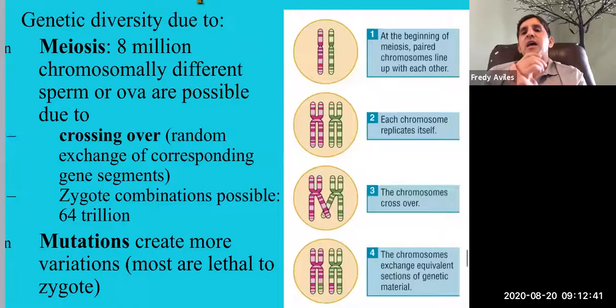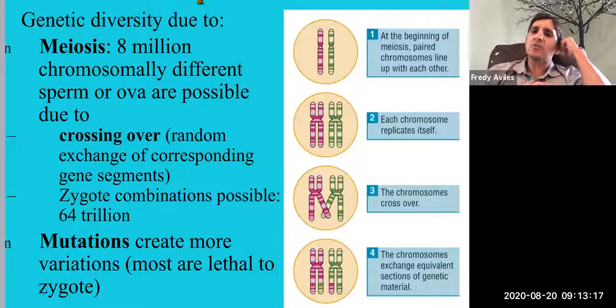Now, there are other things that ensure more diversity when it comes to reproduction. Twins, like I said, naturally are not that common, monozygotic twins and dizygotic twins. But when it comes to meiosis, this sexual reproduction that combines different sperm and different ovum, there are actually 8 million different possibilities. 8 million chromosomally different sperm and ova are possible.